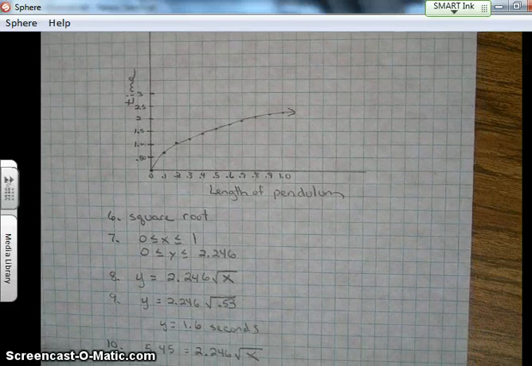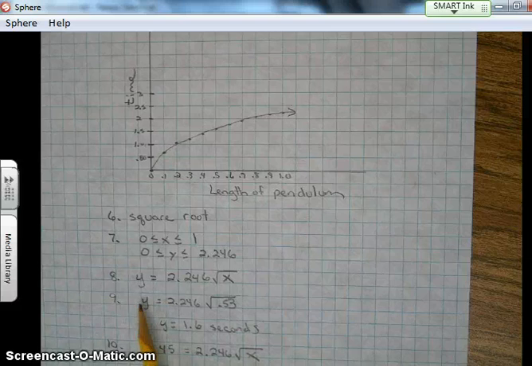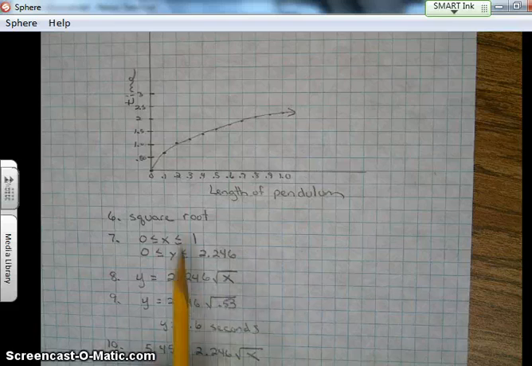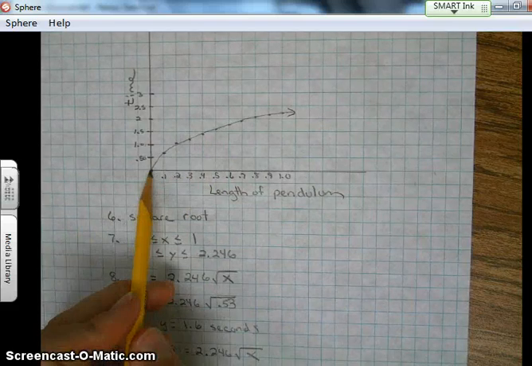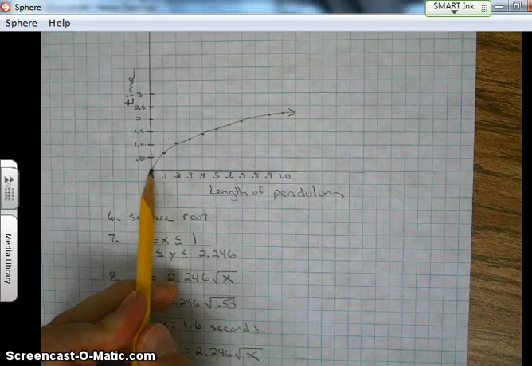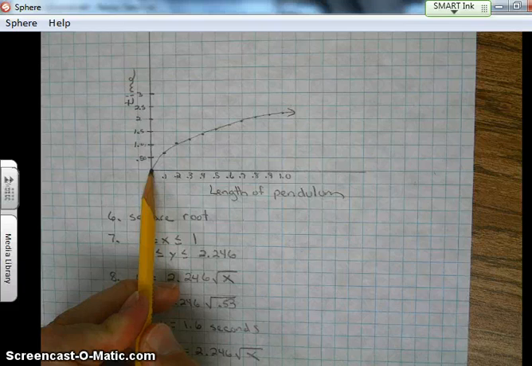So one of the things I'd like to mention here is how did I get the equation for the function? Well, first of all, I identified it as a square root function. Notice that it starts at 0, 0, so there's no translation left or right. There's no reflections. So the only thing I need to check now is for vertical stretch.